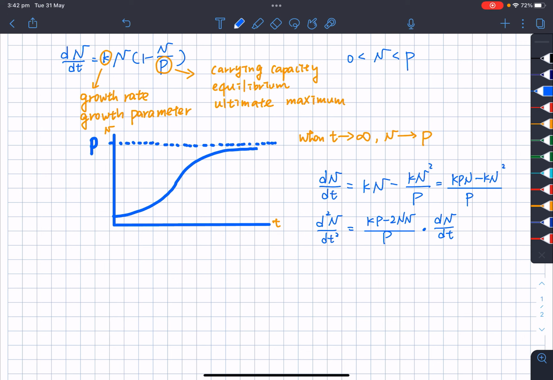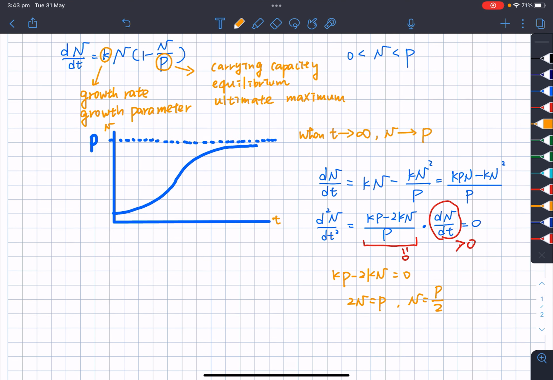When the second derivative equals 0, because dN/dt is the rate, it must be bigger than 0, so only the other factor equals 0. So we get k minus 2kN over P equal to 0. Therefore, 2N equals P, N equals P over 2.